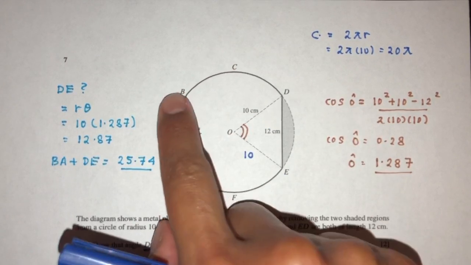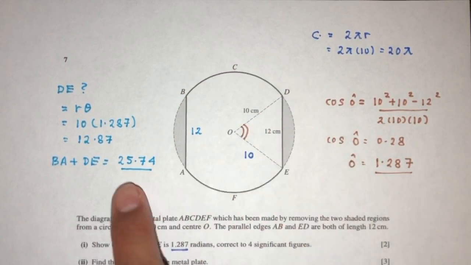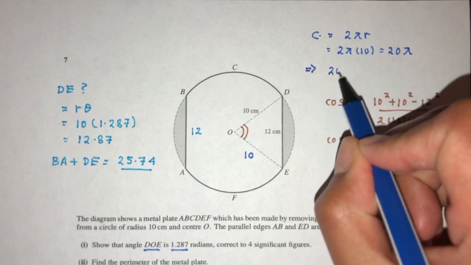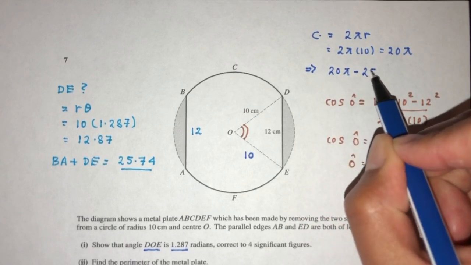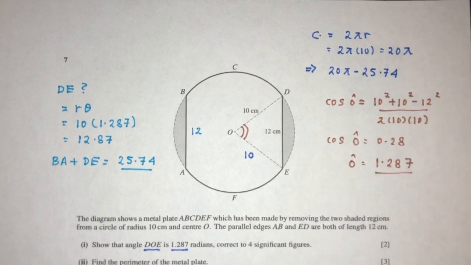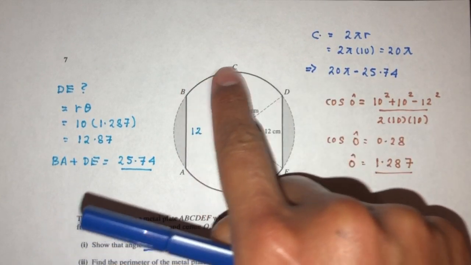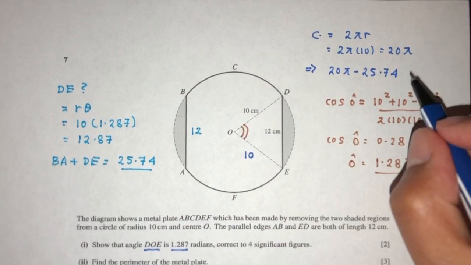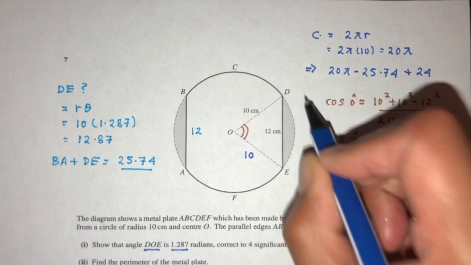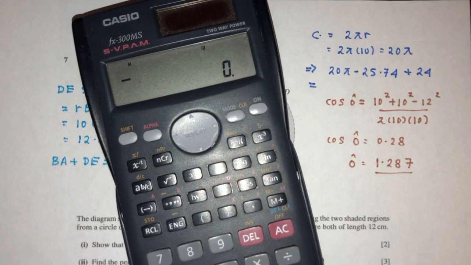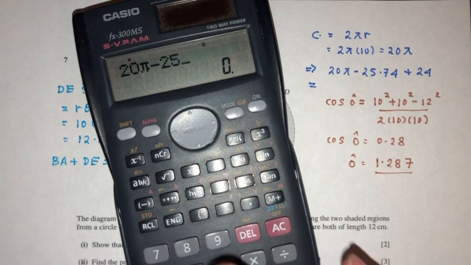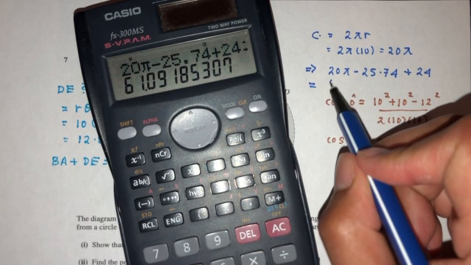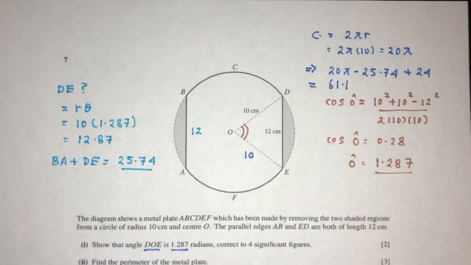Now we understand that we don't need these two sides. We can minus this one. So that will be 20 pi minus 25.74. So right now we have this one and this one. So we still have to add these two. So plus 24 for the perimeter. Minus 25.74 plus 24. That will be 61.1, correct to 3SF.